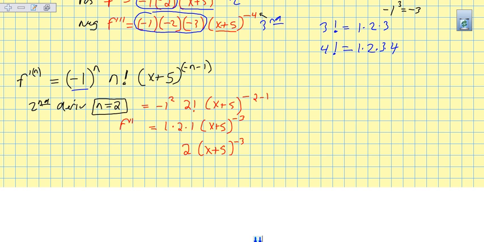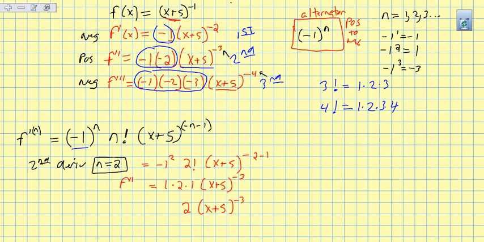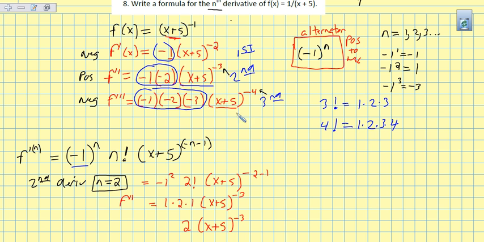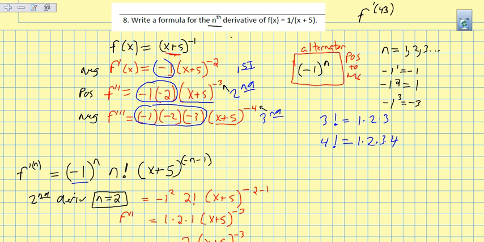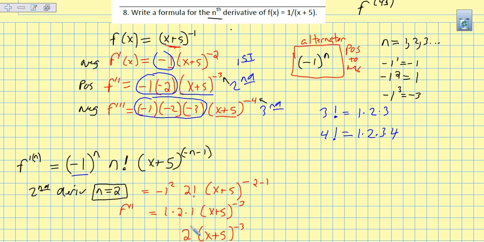So let's go back up to the top here, and let's examine our second derivative. Our second derivative, if you multiply negative 1 times 2, you get positive 2. And that checks out. And then x plus 5 to the negative 3. And we have x plus 5 to the negative 3 up here for the second derivative. So this is your rule for the nth derivative of our function 1 over x plus 5.